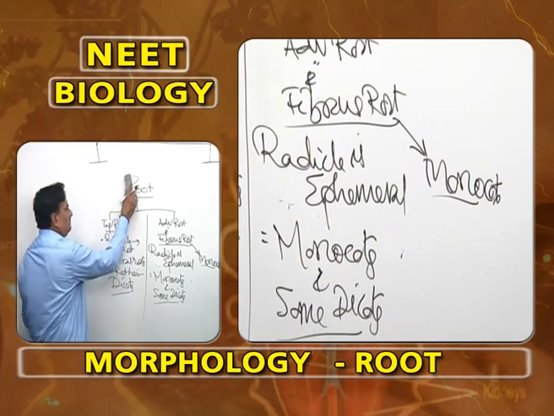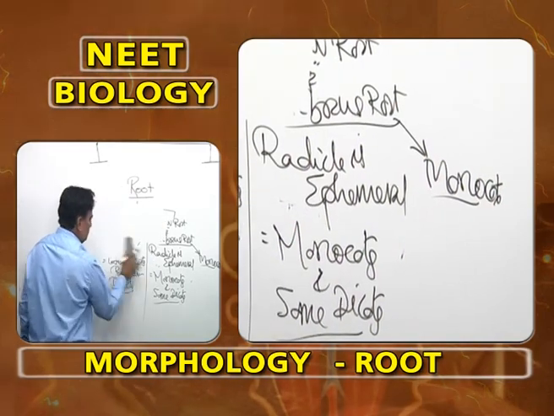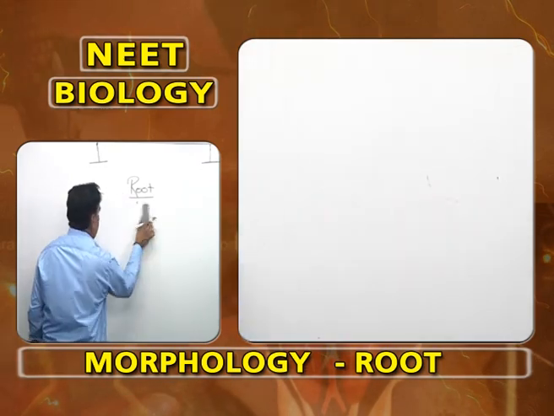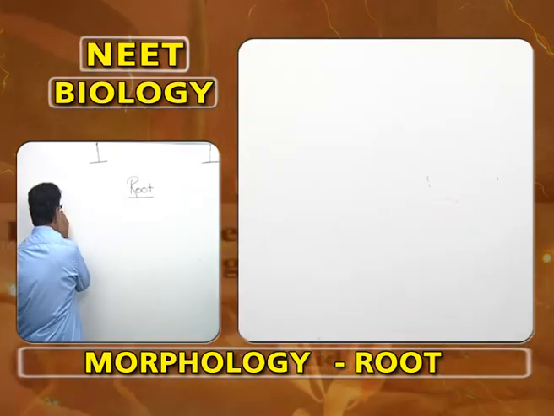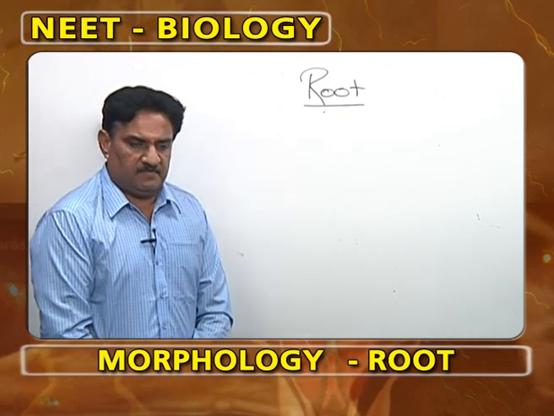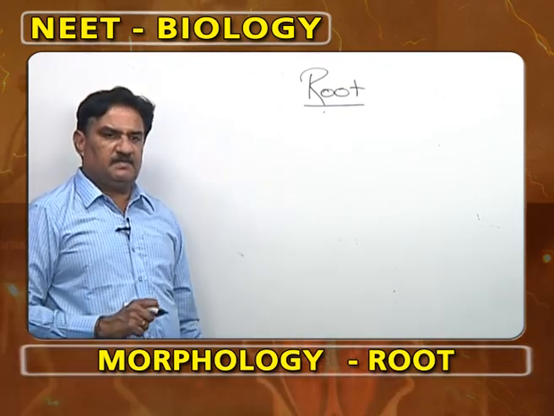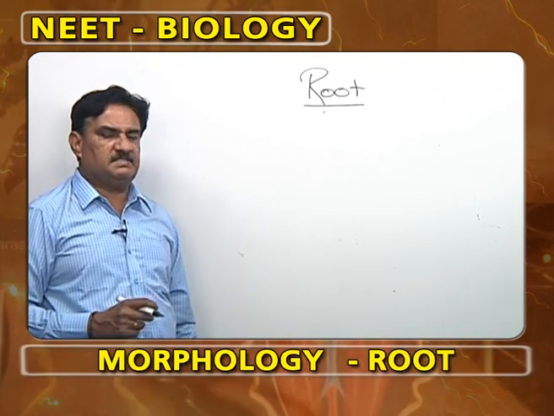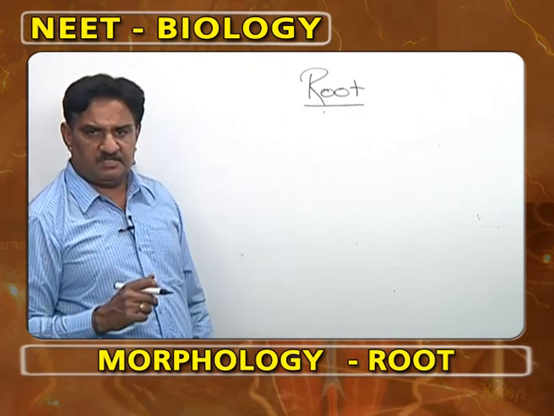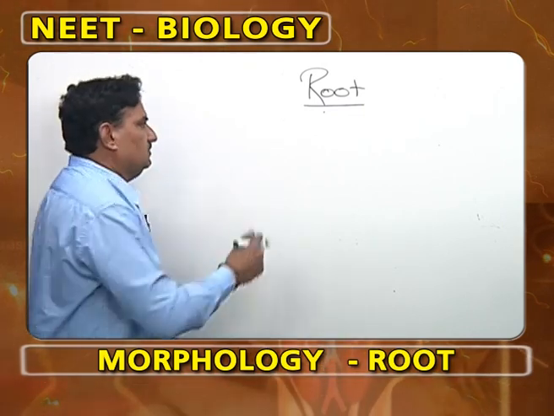So this is about types of roots. What is meant by a taproot, and what is meant by an adventitious root, or a bunch of adventitious roots formed from the basal nodes, called fibrous roots. Radicle is persistent in taproots. Radicle is ephemeral, short living in adventitious roots.